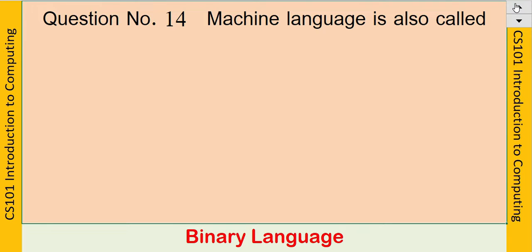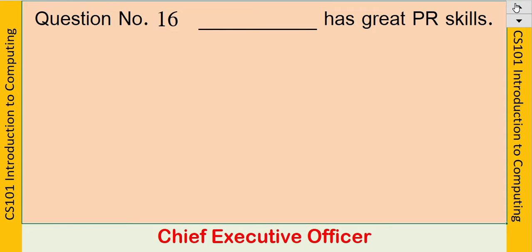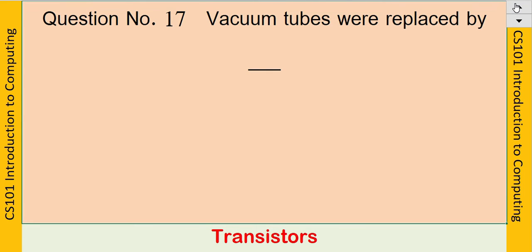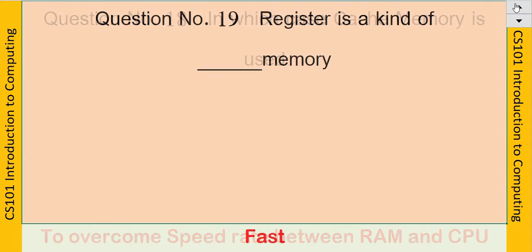Machine language is also called binary language. Trino is a DOS software. Chief Executive Officer has great PR skills. Vacuum tubes were replaced by transistors, in which case cache memory is used to overcome the speed rate between RAM and CPU.